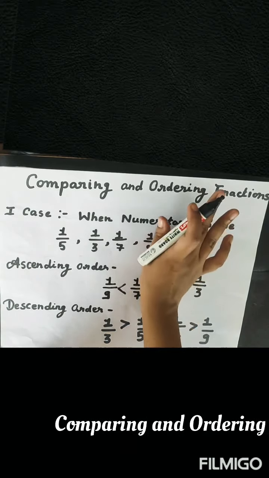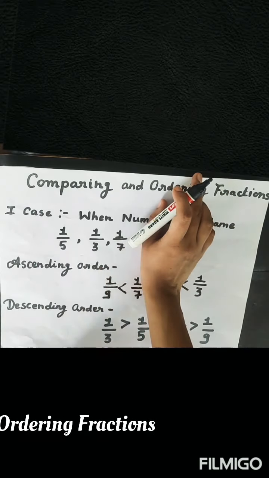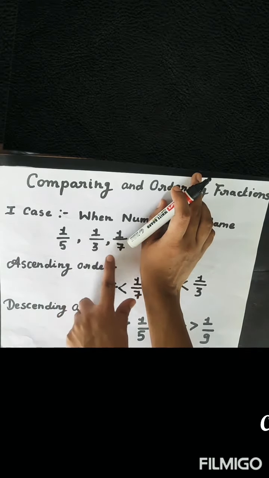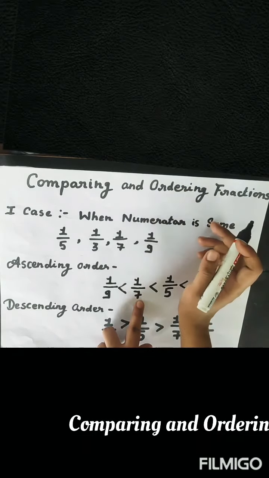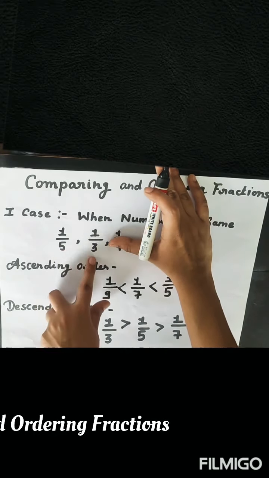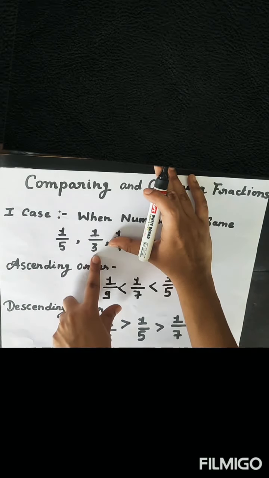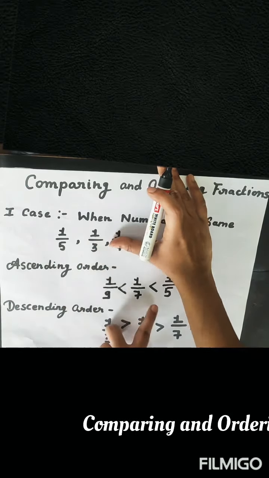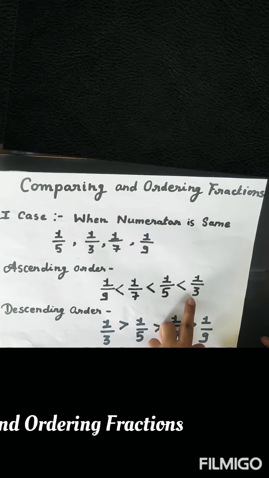Then, out of the remaining fractions, you can see which one is the smallest now. Yes, 1 by 7, because it has the biggest denominator. So it will be the smallest one. As I have written here, now out of the two remaining fractions, which one is smaller? Yes, 1 by 5 is smaller than 1 by 3, because it has the bigger denominator. So I have written 1 by 3 and 1 by 5, and 1 by 3 will be the biggest one.